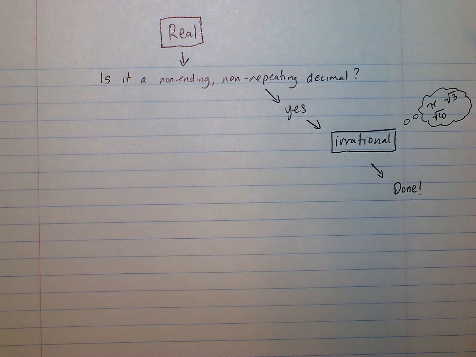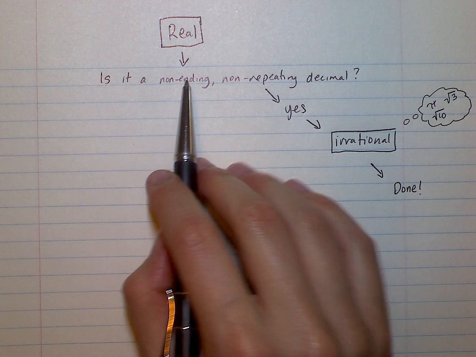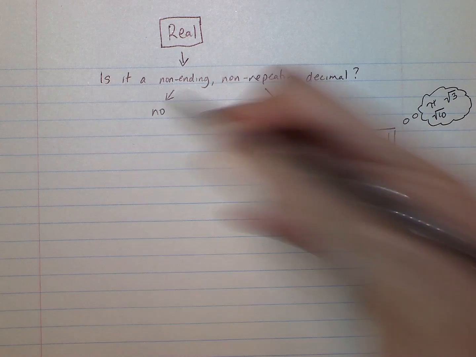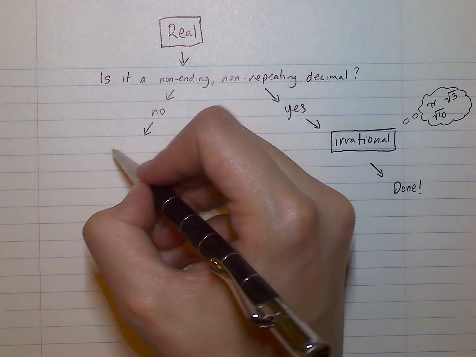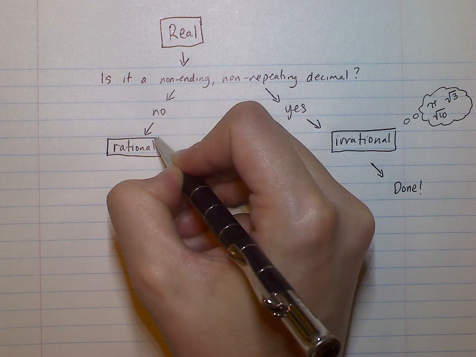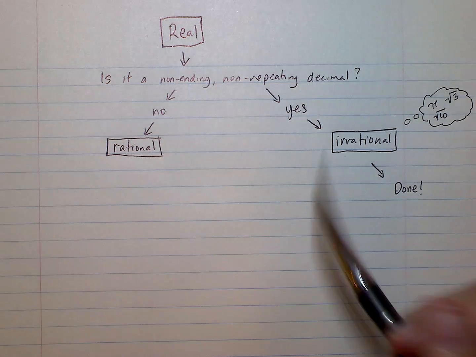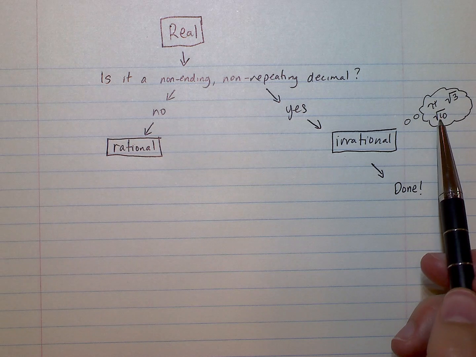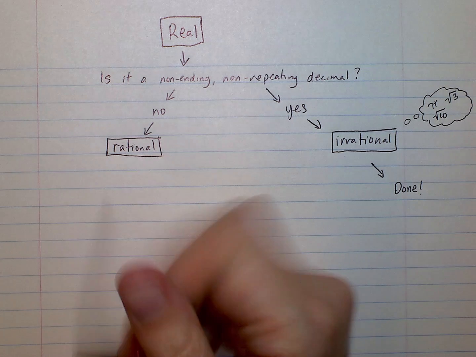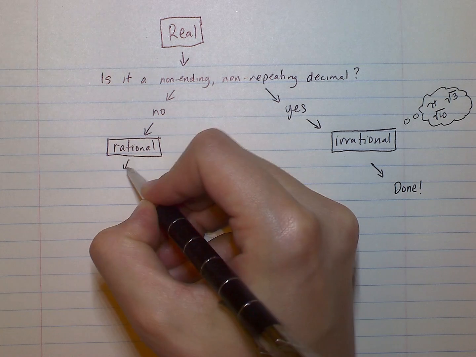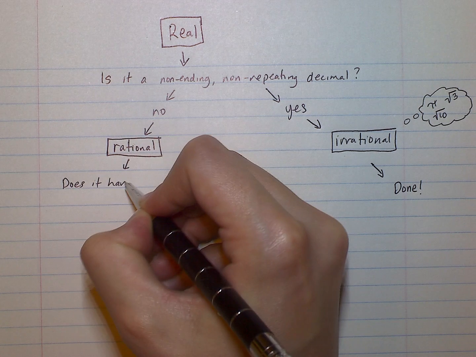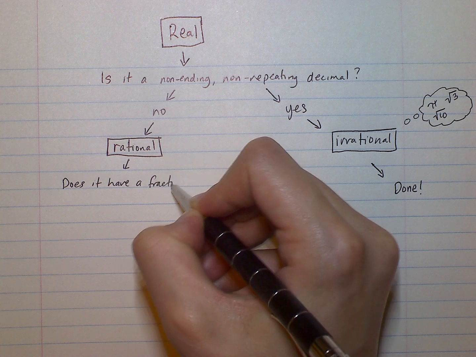That's all it is. Now, if you answer this question, is it a non-ending, non-repeating decimal, and you said no, well, in that case, your number is rational. And the rational numbers look like everything else besides these odd numbers that we don't see too much. Now, if it is rational, then there are a lot of other words we use to describe rational numbers. So let's get more specific. The next question you want to ask yourself is, does it have a fraction or decimal part?